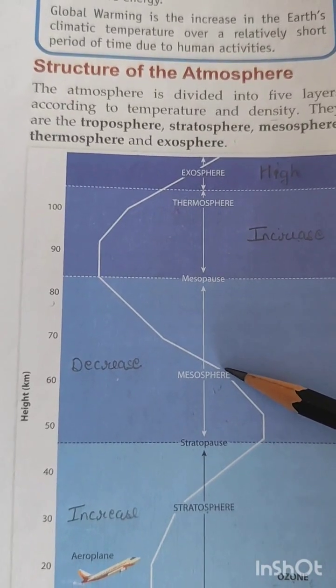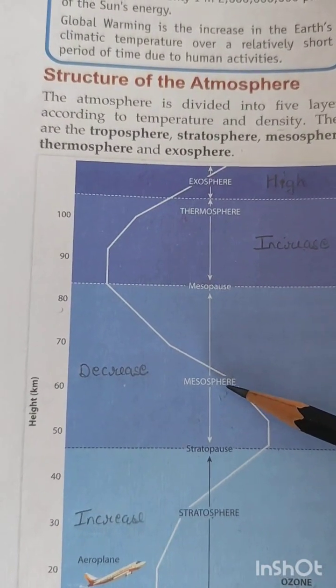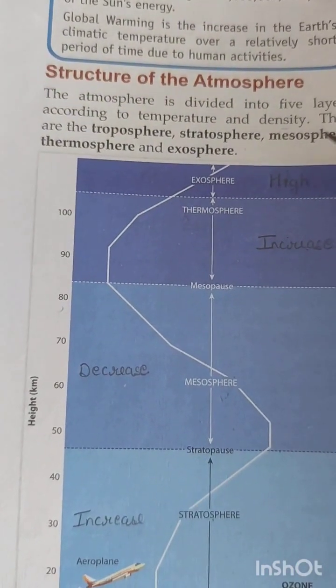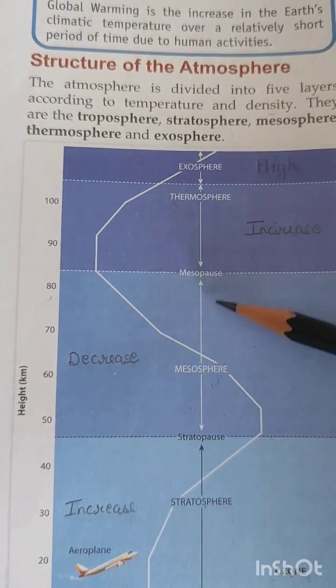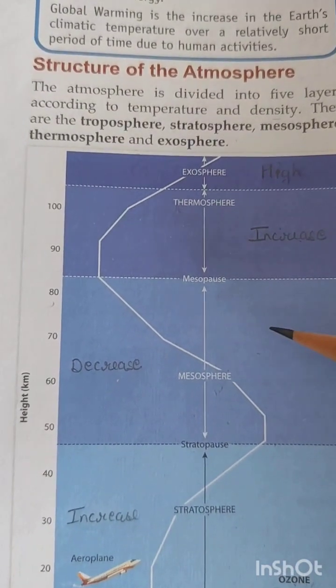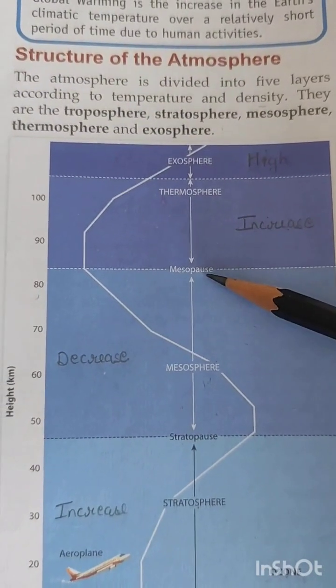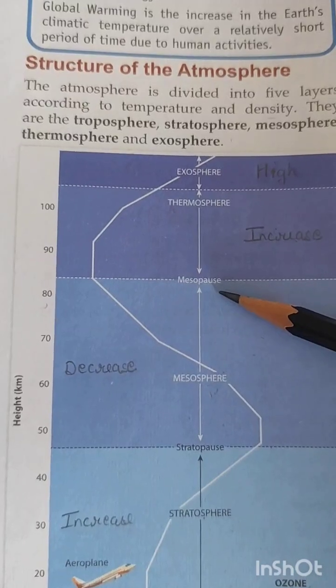Now what is the importance of this mesosphere? Like in class 6 you have read about the meteors. When meteors start falling from space onto the earth and reach this layer, they burn up in this layer. Many of the meteors burn up here. Again, the thin boundary that divides the mesosphere and thermosphere is called mesopause.